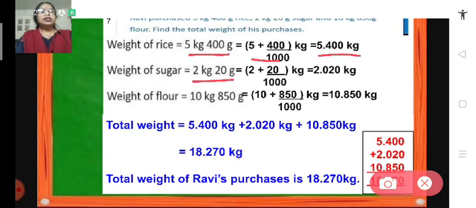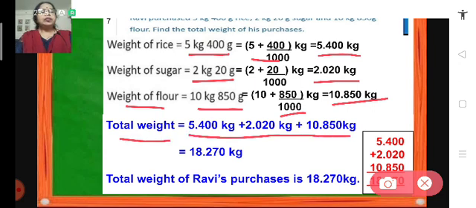Weight of sugar is 2 kg 20 grams. That means 2 plus 20 upon 1000 kg. That means it is 2.020 kilograms. Then weight of flour is 10 kg 850 grams. That means 10 plus 850 upon 1000 kilograms. That means 10.850 kilograms.